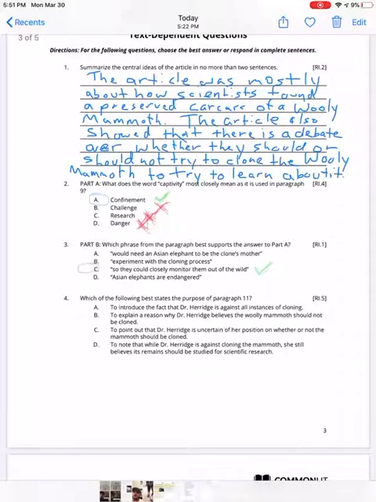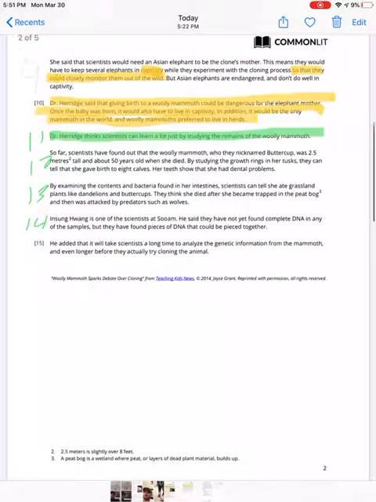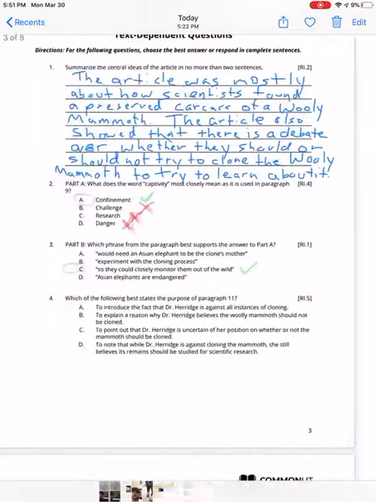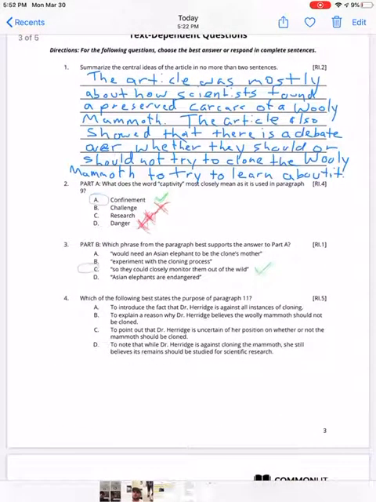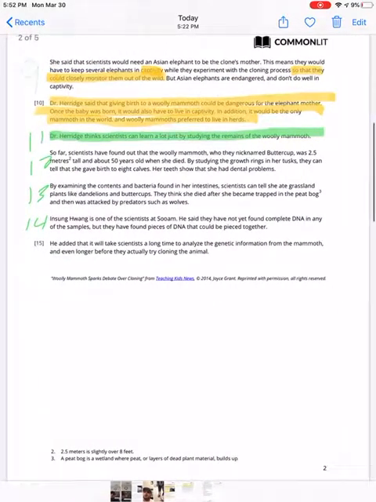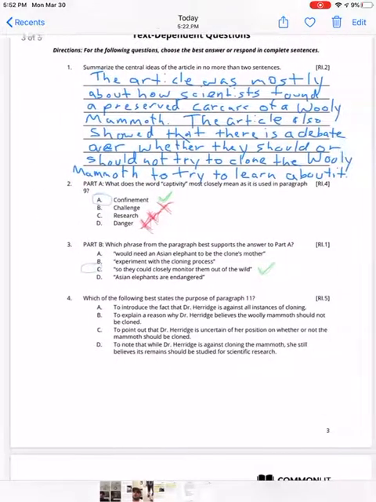Which of the following best states the purpose of paragraph 11? To explain the fact that Dr. Harridge is against all instances of cloning. Does that say that in paragraphs 10 or 11? No, it's only talking about her not liking the fact that they're wanting to clone woolly mammoths, right? So it's not going to be A. What about B? To explain a reason why Dr. Harridge believes the woolly mammoth should not be cloned. I mean, that says it in paragraph 10 that it would be dangerous, but I don't know if that necessarily says that in paragraph 11 too.